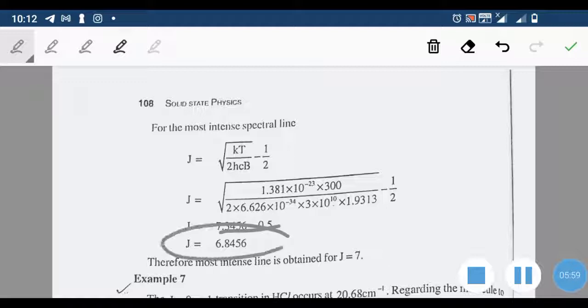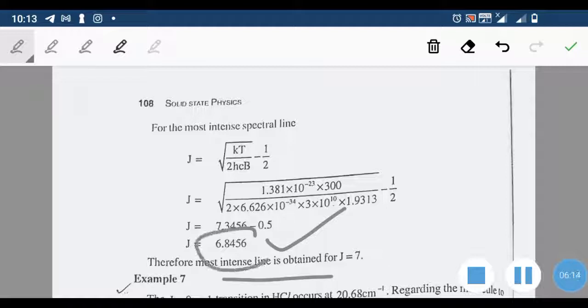So that value of J is obtained as 6.68456. So this is not an integer, but J value should be an integer. So we have to take the value of J as the next higher value. That is, for 6.8, the next J value is equal to 7. So the most intense line is obtained for J equal to 7.